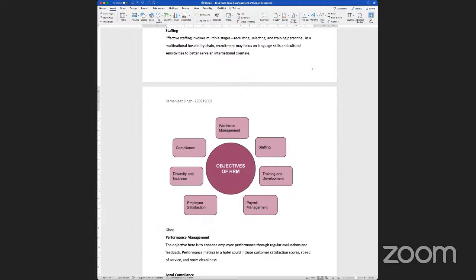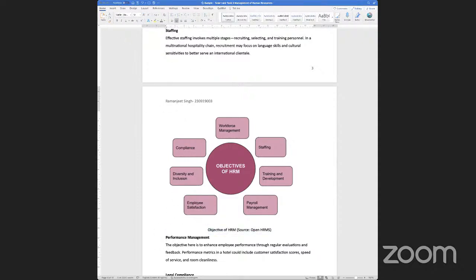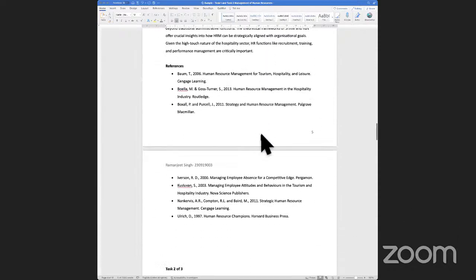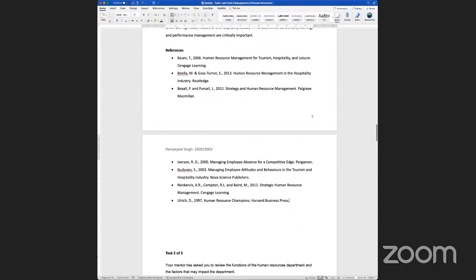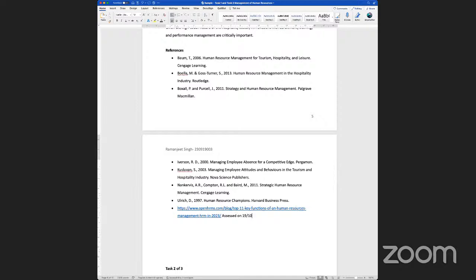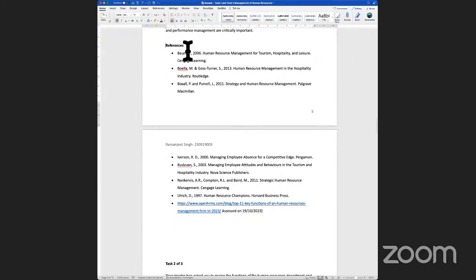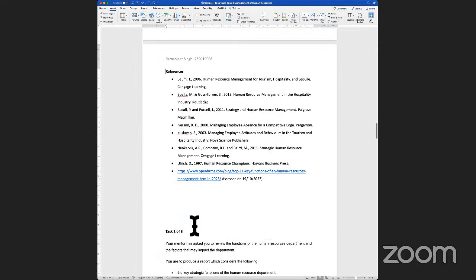So this is objectives of HRM, and I've taken it from source, I'll write, Open HRMS. Then towards the bibliography, I would put the reference in of which particular place or site I've taken it from. So if I scroll down, I'm going to put a reference here for the website, and I'll say accessed on today's date, which is 19/10/2023, and that basically completes the referencing of this particular picture.